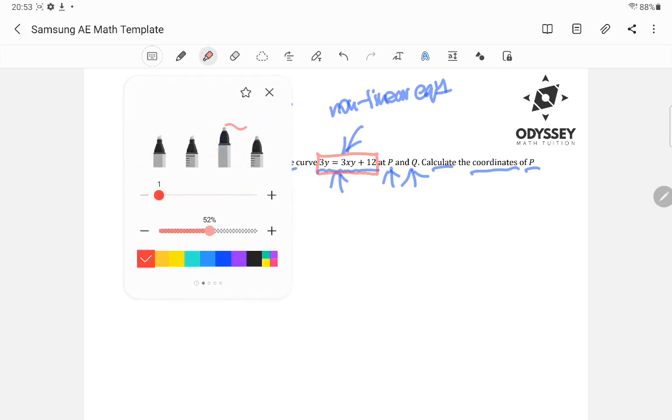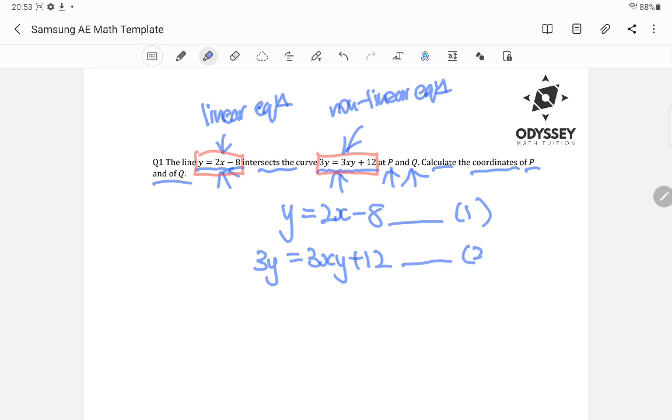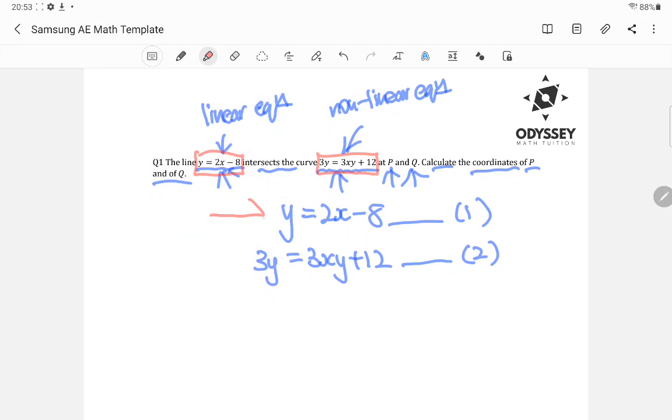So let's begin. Our first equation is the line y equals 2x minus 8. The second equation is 3y equals 3xy plus 12, which I'm going to call the second equation. Now, let's look at these two equations first, specifically the first equation over here.